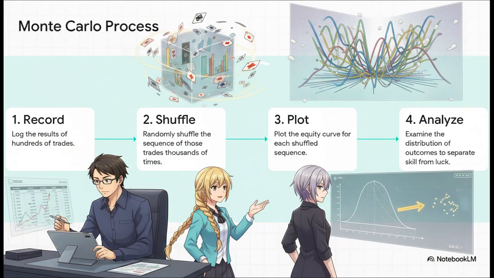It's actually pretty clever. You take your real historical trade results, say 200 of them. Then in a computer, you randomly shuffle the sequence of those trades thousands of times. This answers a vital question. Was your profit because of a real edge, or did you just happen to get all your big winning trades at the beginning? This is how you rigorously separate skill from just pure dumb luck.